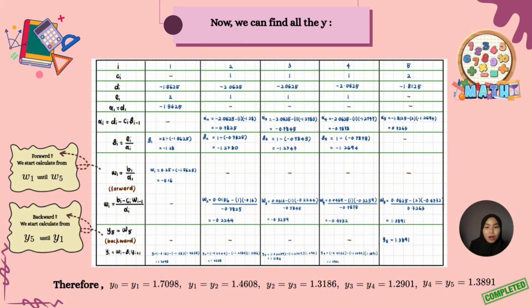To summarize our final solution for this matrix system, we get y0 equal to y1 equal to 1.7098. For y1 equal to y2 equal to 1.4608. For y2 equal to y3, we get 1.3186. For y3 equal to y4, we get 1.2901. And lastly, y4 equal to y5, we get 1.3891.